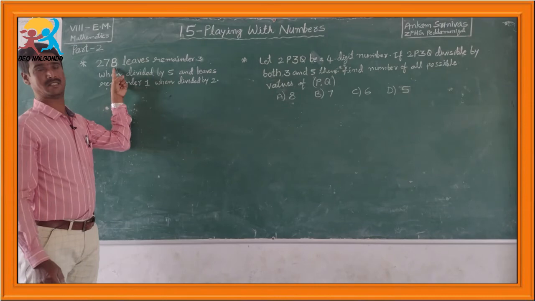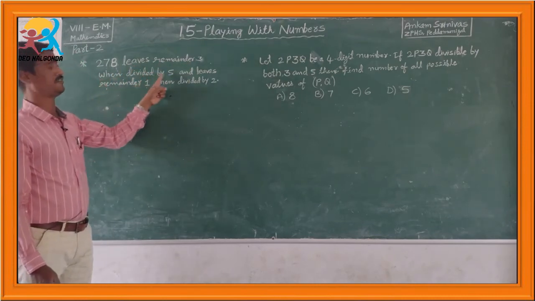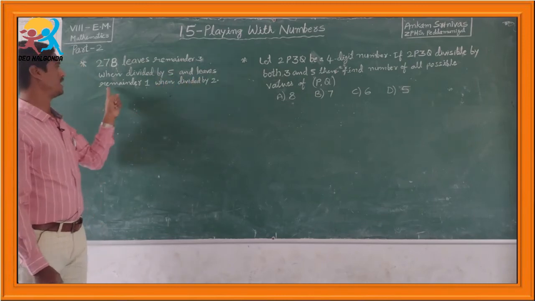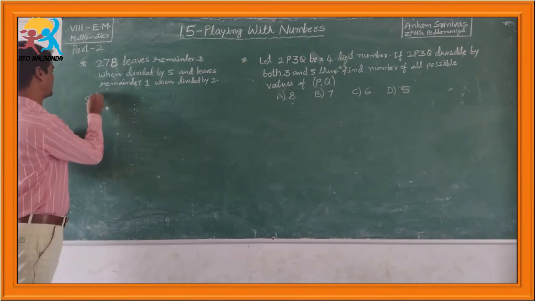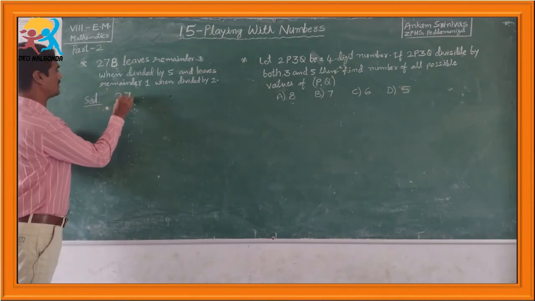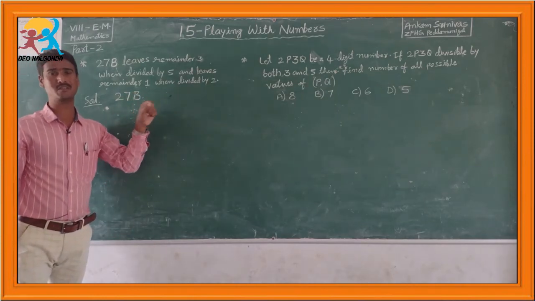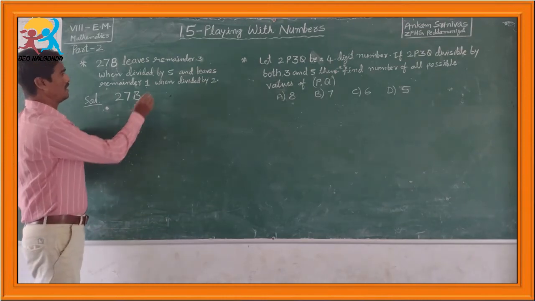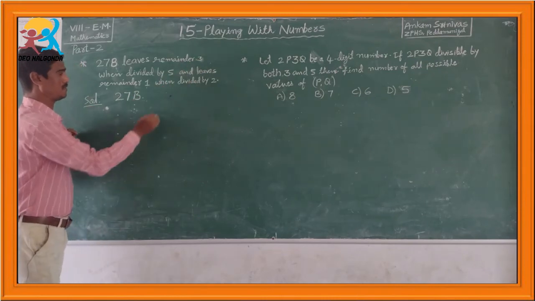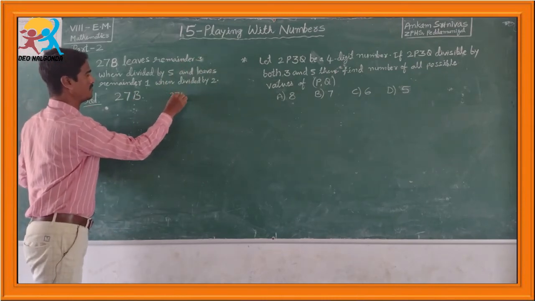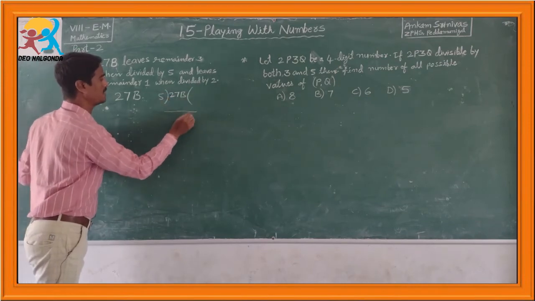Dear children, I have given one more problem depending on the divisibility rule: 27b. This is a 3-digit number. It leaves remainder 3 when divided by 5 and leaves remainder 1 when divided by 2. So take the given number first, 27b, a 3-digit number. The b value may be 0 to 9. Now first, when divided by 5, the remainder is 3. So given number 27b divided by 5, the remainder should be 3.